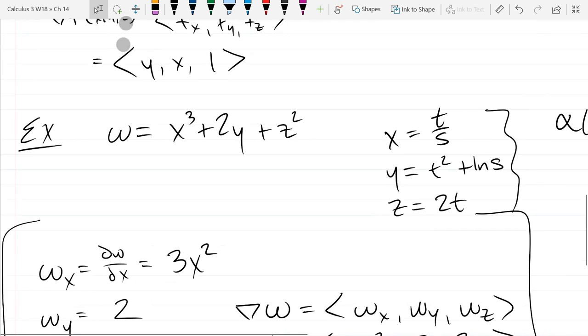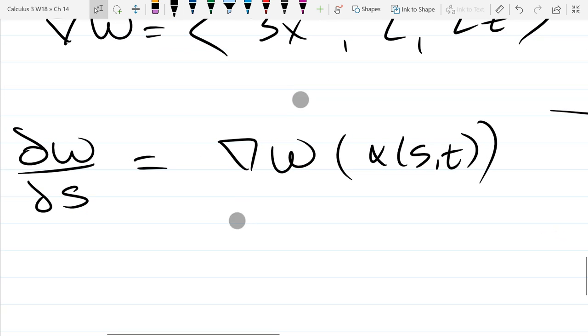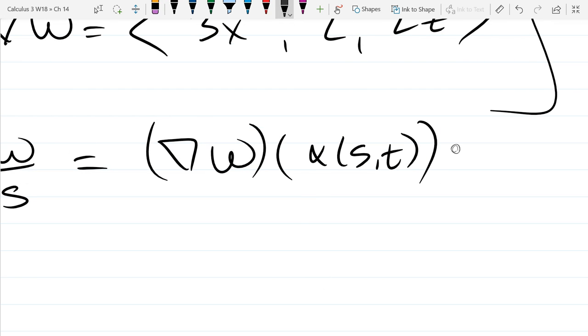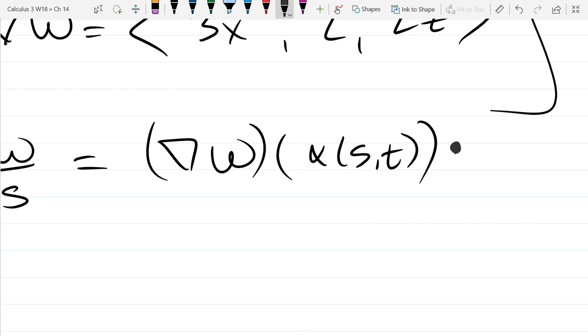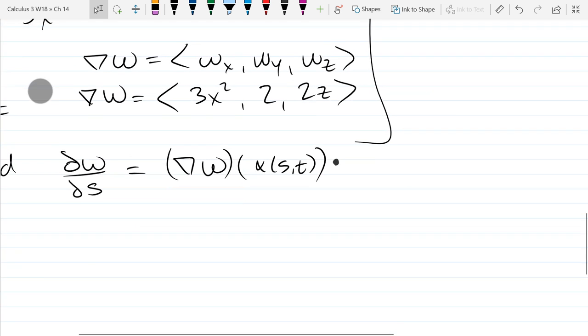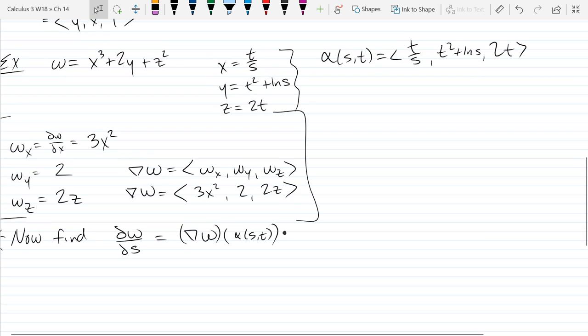All right, so let's apply that formula to what we're doing here. So we got gradient of w composed with alpha, the regular alpha function. And now we're going to dot product with, what derivative should I take of alpha? With s, yeah. So you see right here, this is the s variable we want. So when I write alpha derivative, it's the s derivative. So we write that as d alpha over ds.